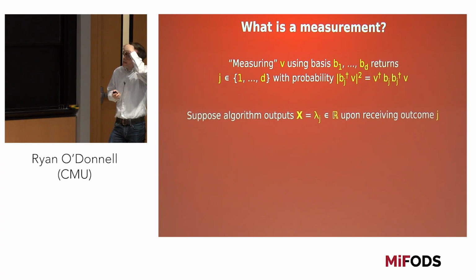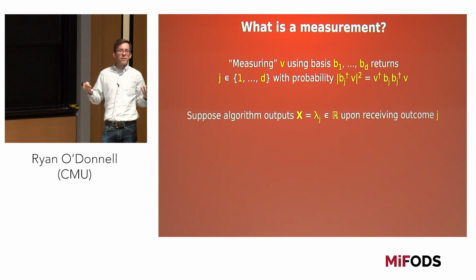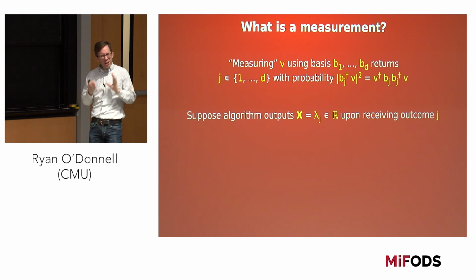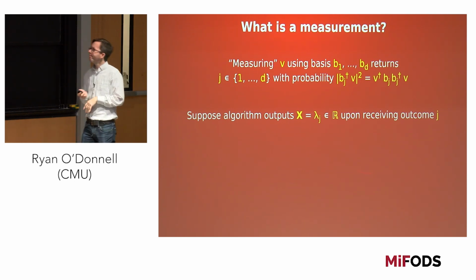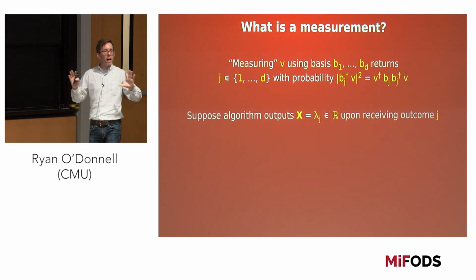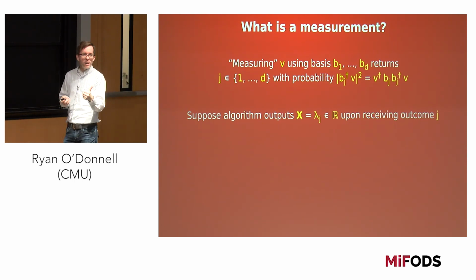Now, the algorithm gets back this information, which is just a number between 1 and d. And then it's supposed to output its final answer, its estimate of something. Let's imagine it's only trying to estimate for now some kind of real number statistic, like maybe the entropy of the p's. So it gets back some outcome j. And let's say the algorithm is further defined by saying that when it gets back j, it outputs the real number lambda j. And that's the whole algorithm. First measure with b, get back 1 through d, and then output lambda j.